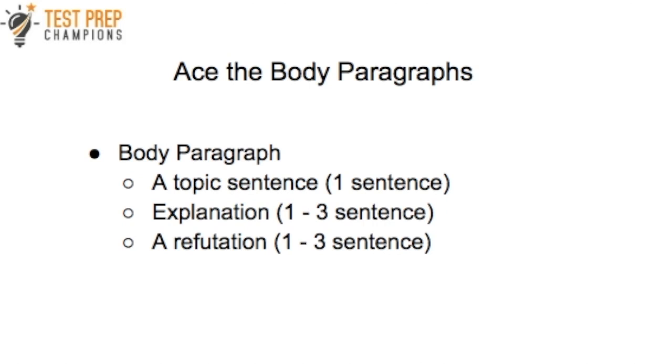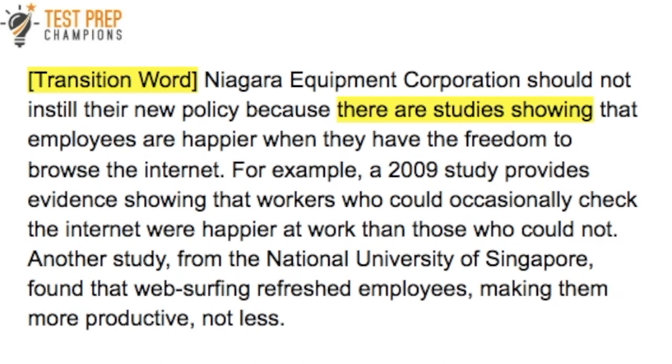A way that you could write a body paragraph would be a topic sentence in which you explain what you're going to argue in that body paragraph. Then you do an explanation where you just explain what you mean, and you can do a refutation in which you explain why the other author is wrong. Basically, you say why their argument is less credible. You don't have to always do a refutation, but it can help. So let's look at what you did here.